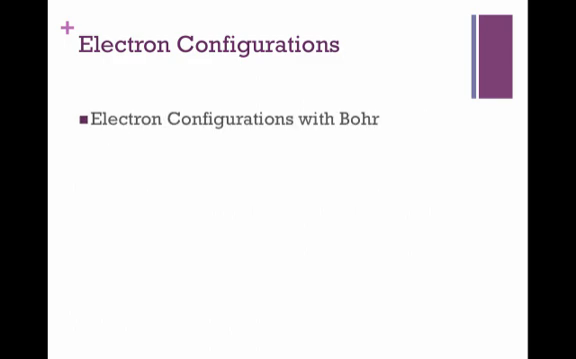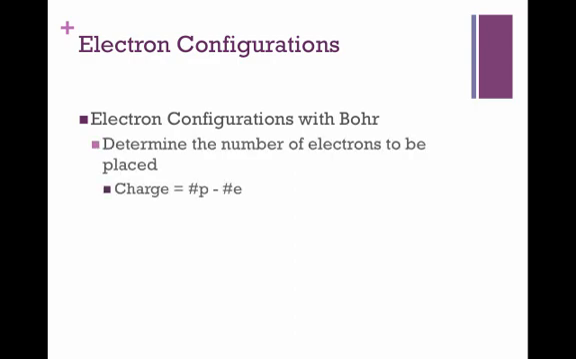So let's talk about the rules for making electron configurations with Bohr. You're going to notice a lot of the ideas we talk about now are very similar to what we talked about in the description, but now we're going to put them in more of a procedural way. First of all, you need to know the number of electrons that are being placed in your model. If you recall from earlier in the year, we had an equation associated with electrons, and that's this one right here: charge is equal to number of protons minus number of electrons. You can use this equation to solve for a quantity of electrons given the charge and the number of protons.